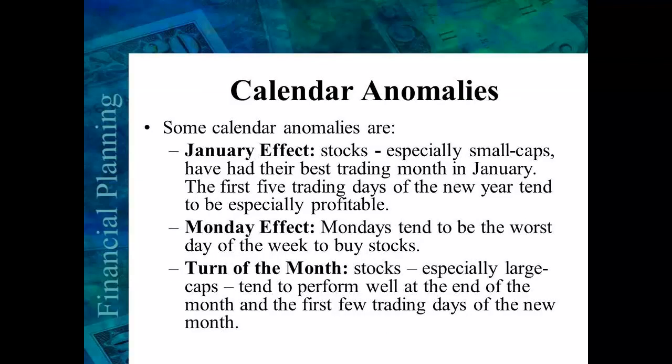Some calendar anomalies are the January effect. Stocks, especially small caps, have had their best trading month in January. The first 5 trading days of the new year tend to be especially profitable. The Monday effect. Mondays tend to be the worst day of the week to buy stocks. The turn of the month. Stocks, especially large caps, tend to perform well at the end of the month and the first few trading days of the new month.